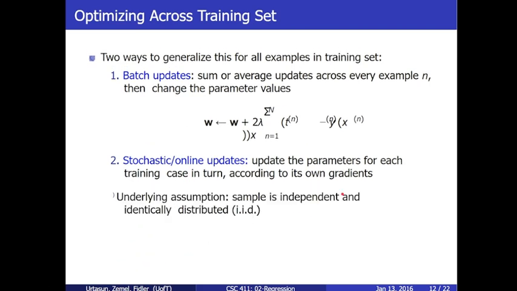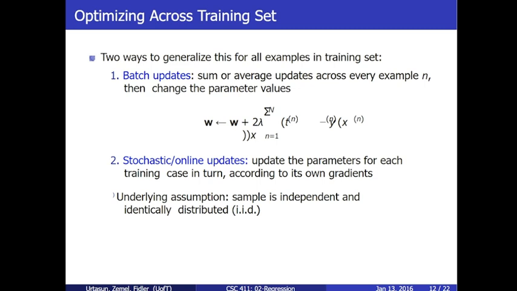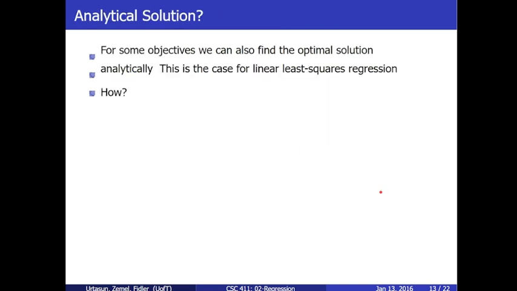Now there are two ways to generalize this for all examples in the training set. Batch updates, which would be a sum or average of updates across every example n, then change the parameter value, or the stochastic online updates: update the parameters for each training case in turn according to its own gradients. Under the second update method, we have an underlying assumption that samples are independent and identically distributed, IID.